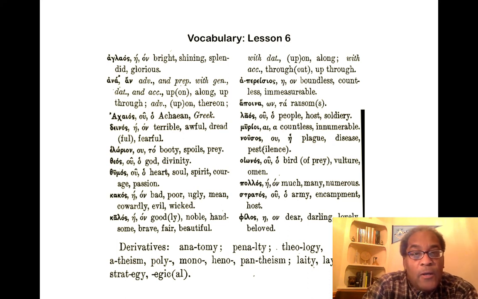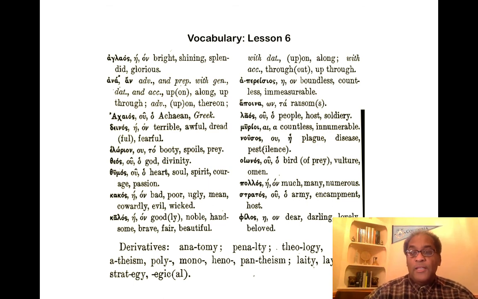Okay, so that's our vocabulary for lesson 6. And all of these words, of course, we'll see very early on once we start reading book 1 of the Iliad in about 7 more lessons.